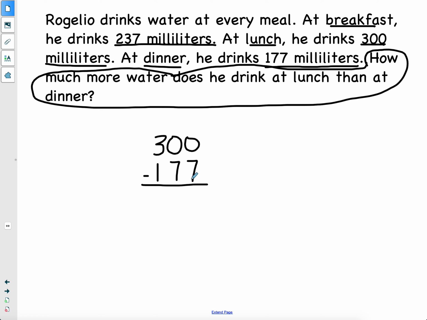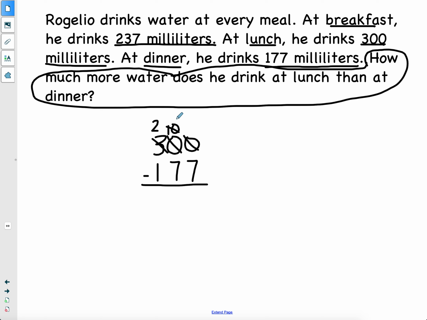0 minus 7, I cannot do this because 0 is literally nothing, and I can't take away 7 from nothing. So I'm going to have to regroup. But I have another problem. If I regroup, I go here, I don't have anything here again to regroup from. So I'm going to have to go all the way to the hundreds place, take 100, and regroup it to the tens place. So 100 is 10 tens, so now I have 10 tens. And now I have enough to regroup to the ones place.